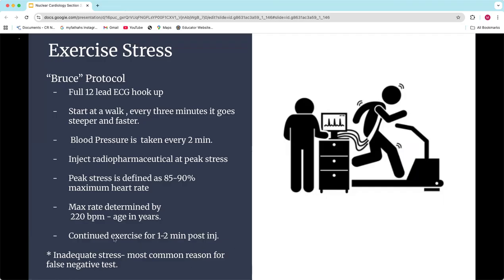And then you're going to want to continue exercise for 1 to 2 minutes post-injection. So you inject the radiopharmaceutical at that peak stress, the 85 to 90, and then you're going to want to keep them going on the treadmill at that same level for at least 1 to 2 minutes.